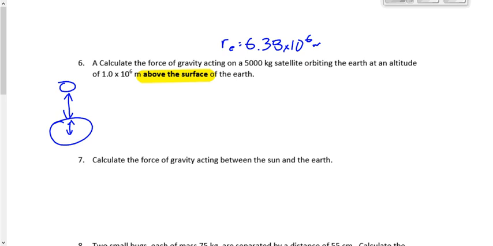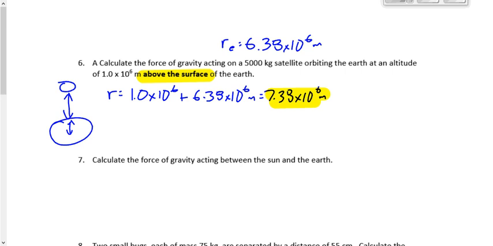If we want to find the actual R value here from the center of the Earth to the center of this satellite, then we're going to add 1.0 times 10 to the 6 plus 6.38 times 10 to the 6 meters. That's going to give us 7.38 times 10 to the 6 meters. That's the value of R that we want right there. 7.38 times 10 to the 6 meters.